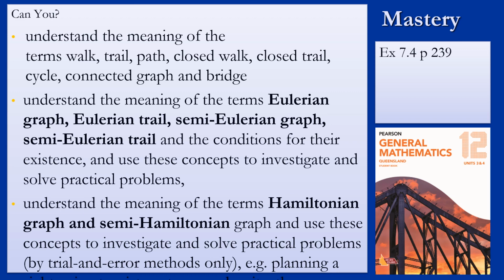We've done a lot today, lots of definitions. We've looked at walks. We've noticed that trails and paths are types of walks, and they can be open or closed. We've then looked at Eulerian graphs and trails, and semi-Eulerian graphs and trails. Then we've finally looked at Hamiltonian graphs and semi-Hamiltonian graphs. When you're done there, please work on your mastery exercises.